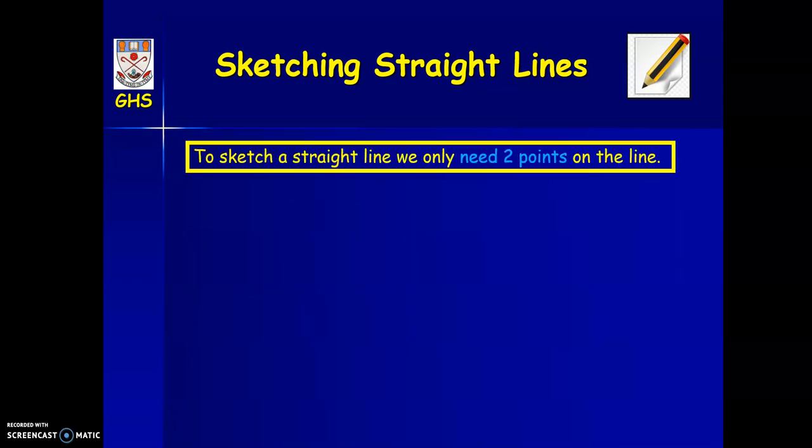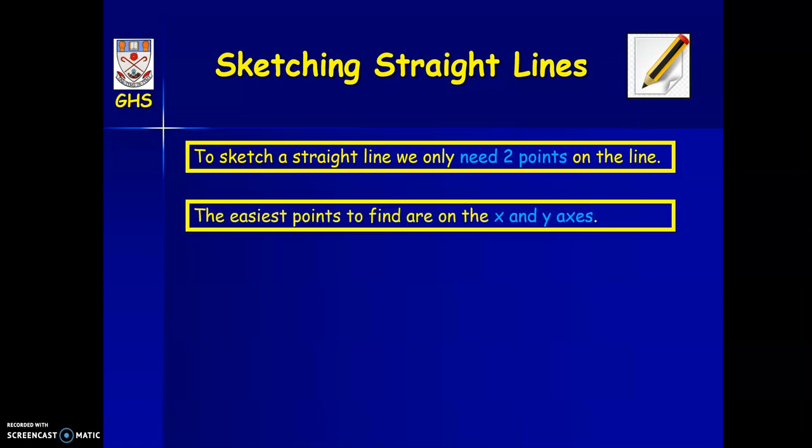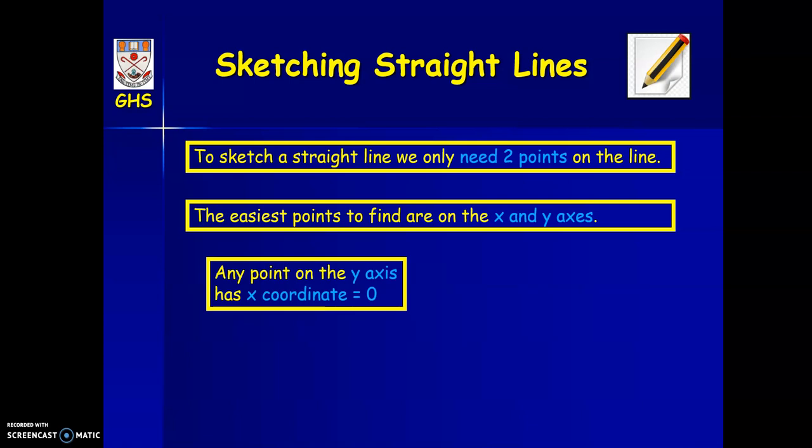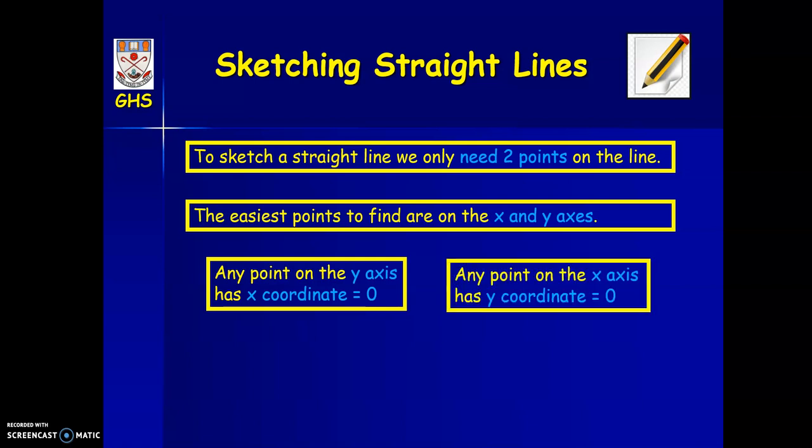So firstly, pause your video please as we go and copy the notes and examples into your jotter. So to sketch a straight line, we only need 2 points on the line. The easiest points to find are on the X and Y axes. What we need to remember though is any point on the Y axis has an X coordinate of 0 and any point on the X axis has a Y coordinate of 0. These two last statements are extremely important in our method.